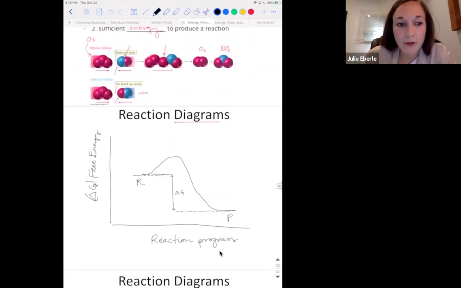Now, what can you say for this reaction? Is delta G positive or negative? Is your change in energy as you go from reactants to products positive or negative? It looks like it's decreasing.